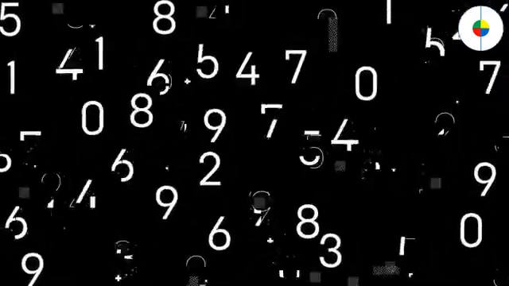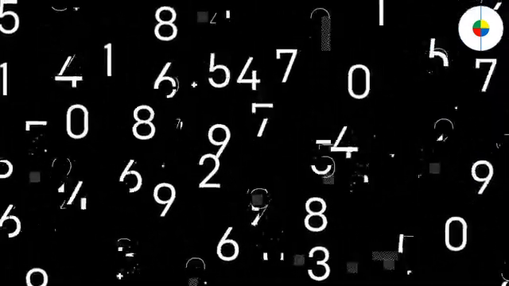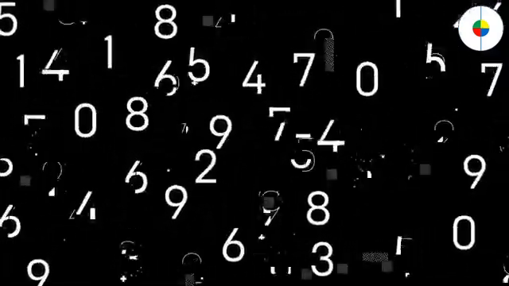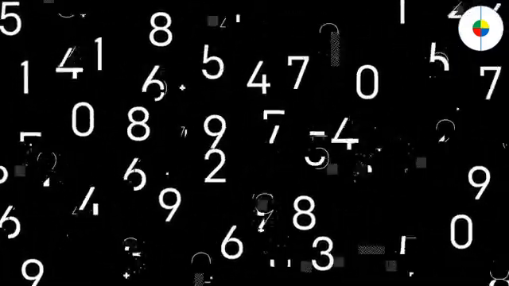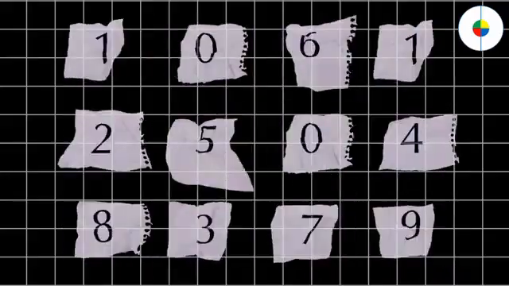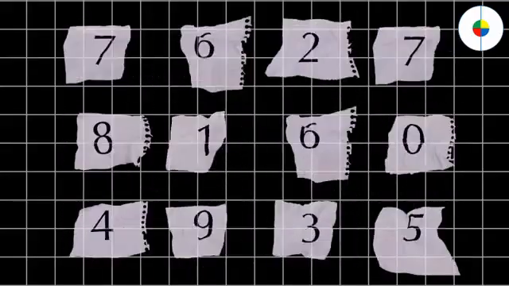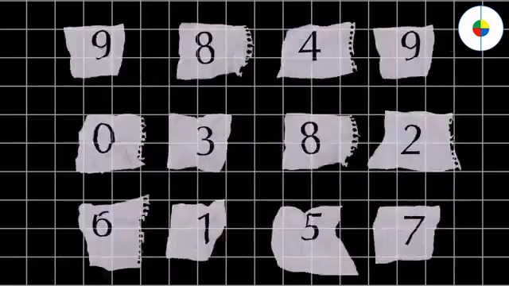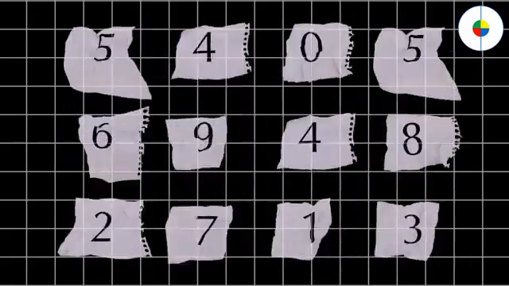First concept is natural numbers, also called counting numbers, which are from 1 and up, like 1, 2, 3, 4, 5, etc. Whole numbers include 0 and all natural numbers, like 0, 1, 2, 3, 4, 5, etc.